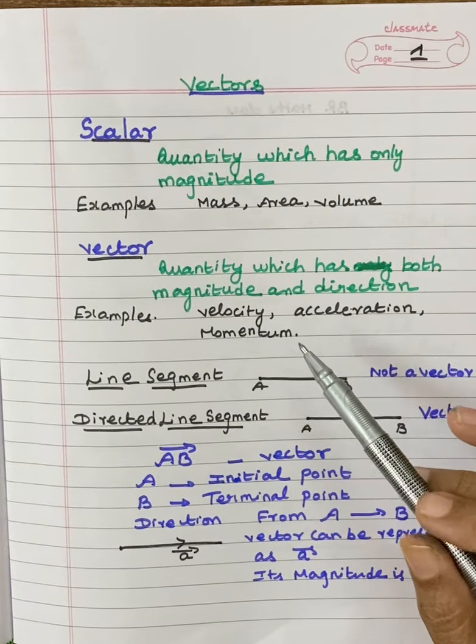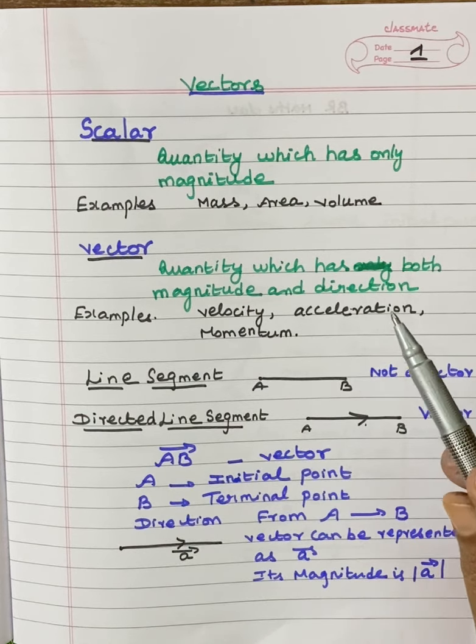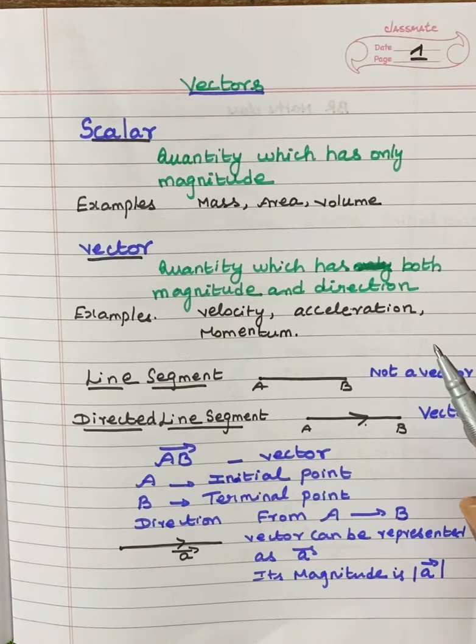Velocity. 30 km per hour is the speed. 30 km per hour in the north is the velocity. So both magnitude and direction is called vector.